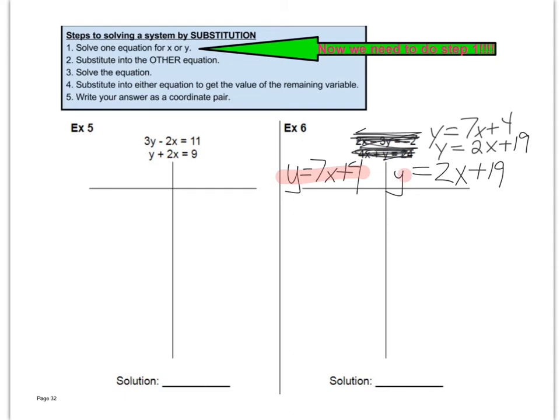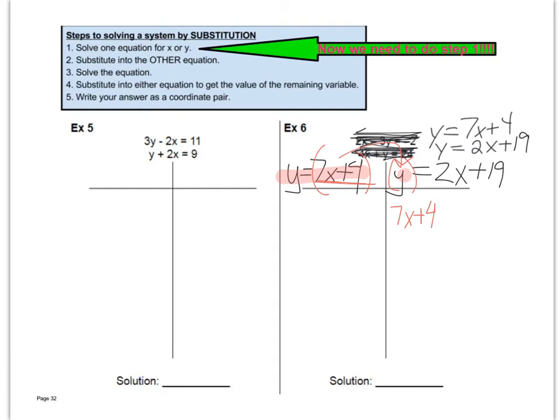plus 4, rather. So I'm going to go over here and find my y, and I'm going to replace it with what I know y equals. So y equals this whole quantity. So over here, I'm going to replace the y with what I know y equals. So I get, on this one, y, I'm replacing that with 7x plus 4.